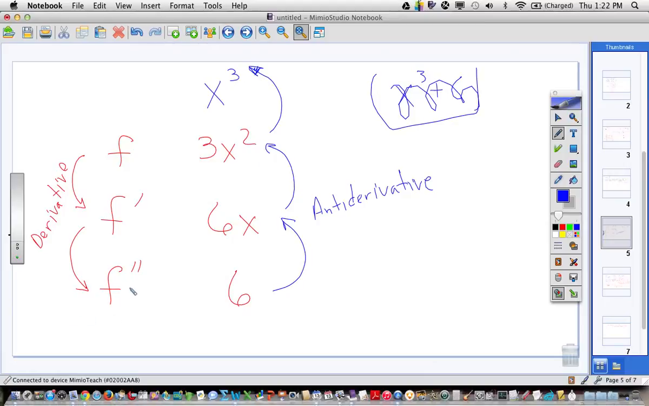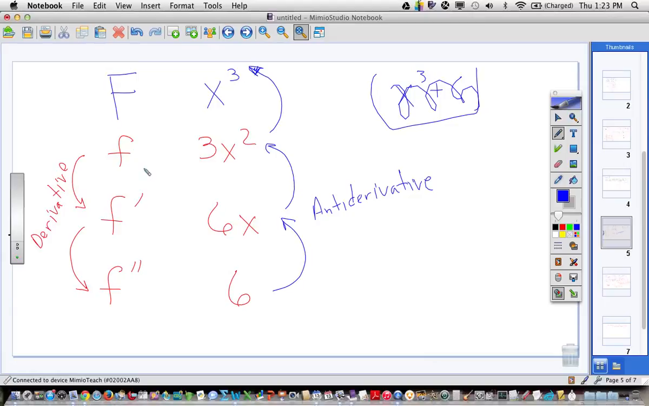I mean, if we go from f double prime and go backwards, we know f double prime would turn to f prime, and f prime would turn to f. But what do we call this one if you go backwards? We're going to call it capital F.